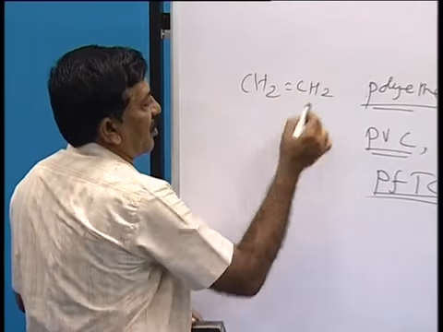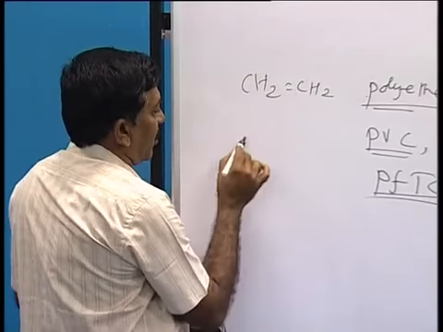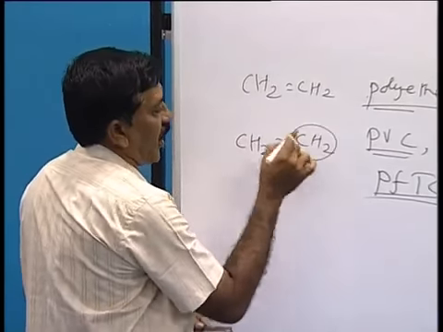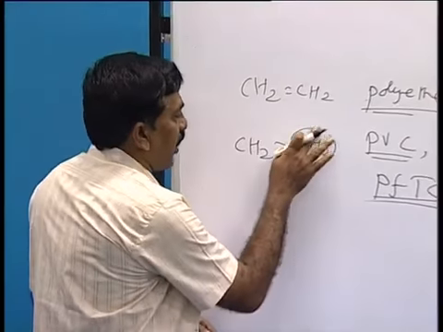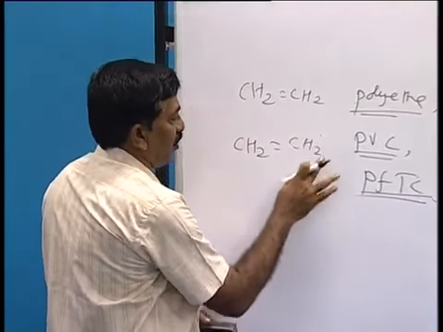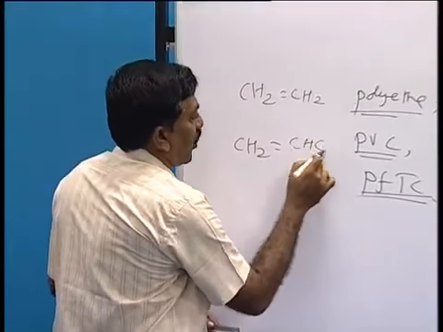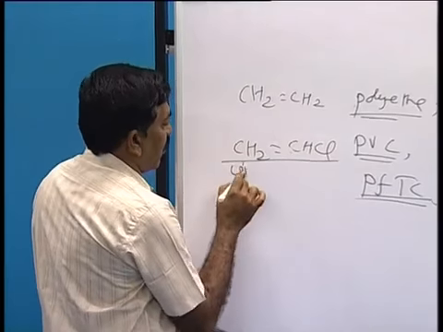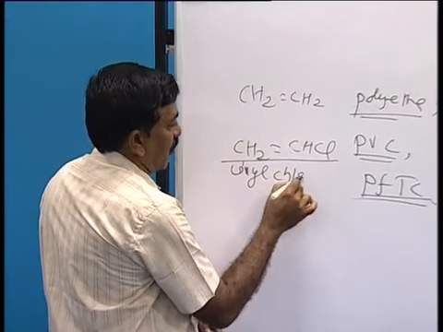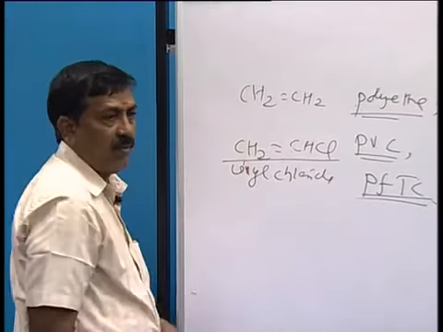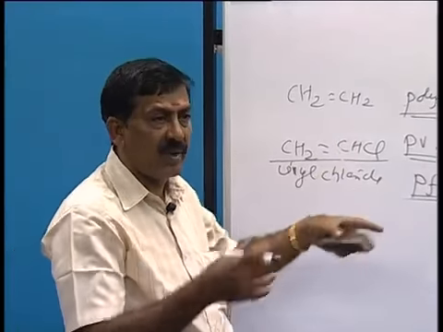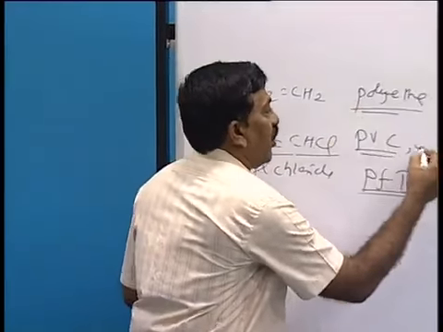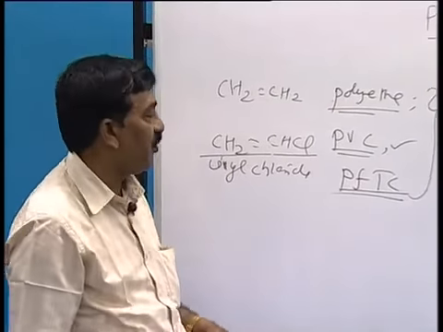See, we already discussed the structure of ethylene. This is ethylene. In ethylene, there are two hydrogen atoms here. If one hydrogen is replaced by a chlorine atom, now this is called vinyl chloride. When you add one vinyl chloride to another vinyl chloride, you will get divinyl chloride. Like that, you will get many vinyl chlorides, or polyvinyl chloride.